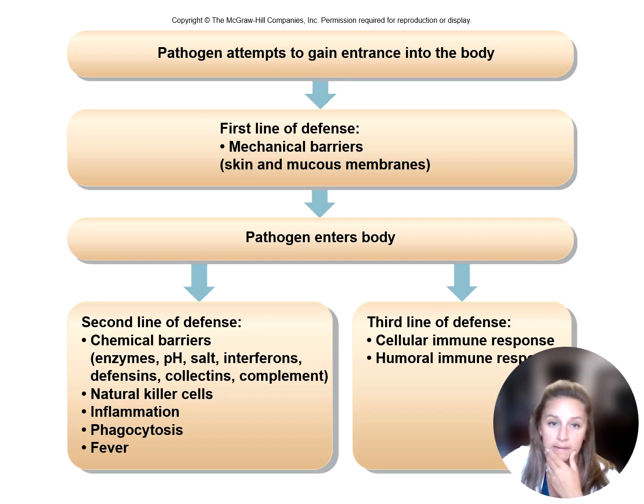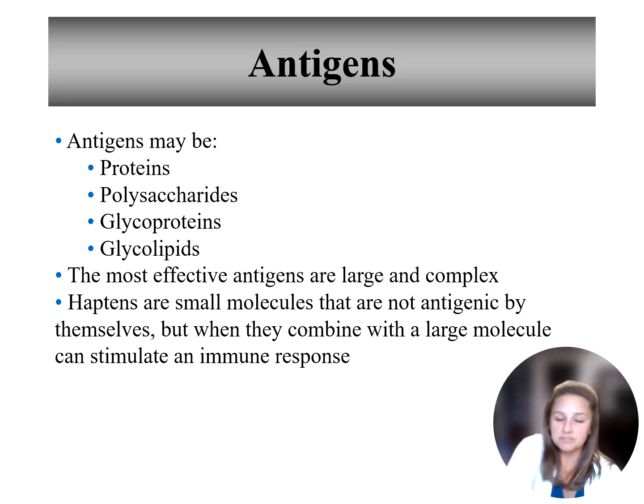and will kill them. So the process of this is that a pathogen would attempt to gain entrance into the body. The first line of defense, the mechanical barrier, skin or mucous membranes. If the pathogen is able to get through that, then the second line of defense, this would be the innate immunity. And the third line of defense would be now this adaptive immunity. So that's what we're going to talk about now.